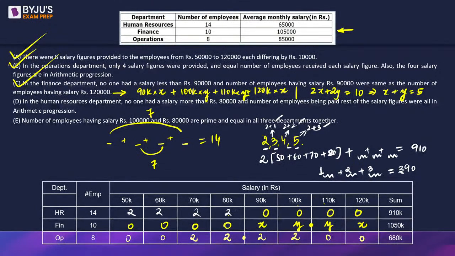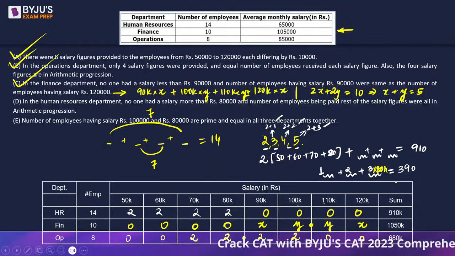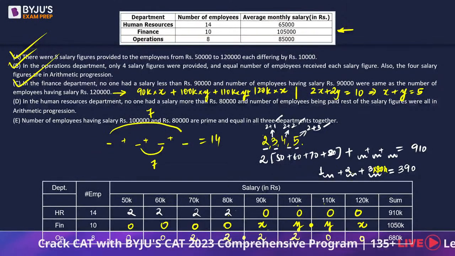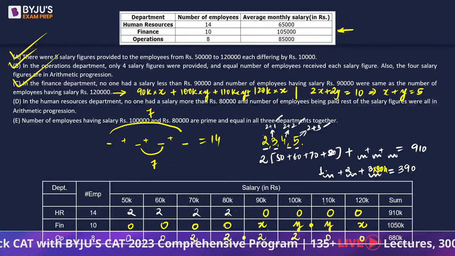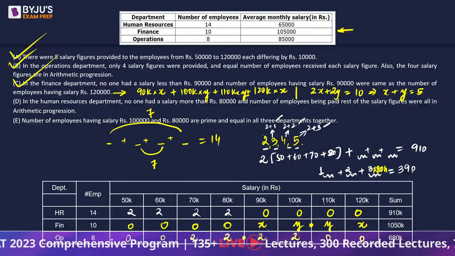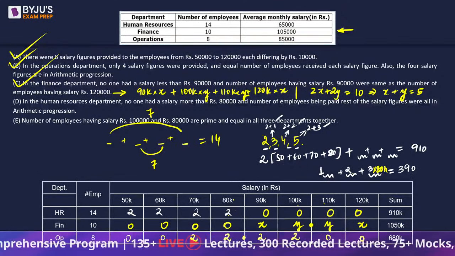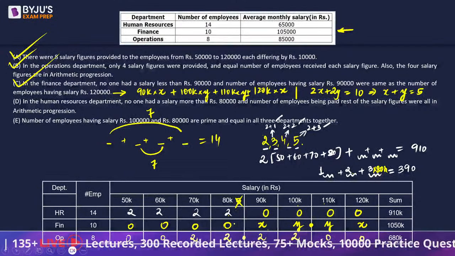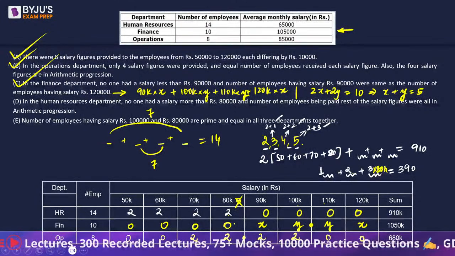Hold on. Let's restart. See, 80,000 is the largest value. So if I take 80,000 here, so I will have 240,000. So that means I need another 150. For 150, any combination will not work, right? 50 into 2 plus 60 is 160. 160 plus 240 is not 390. So 80,000 में 5 नहीं आ सकता. As in there cannot be 5 employees who take up 80,000. Okay.